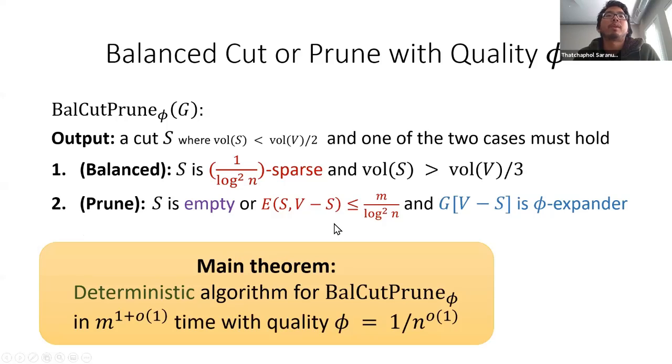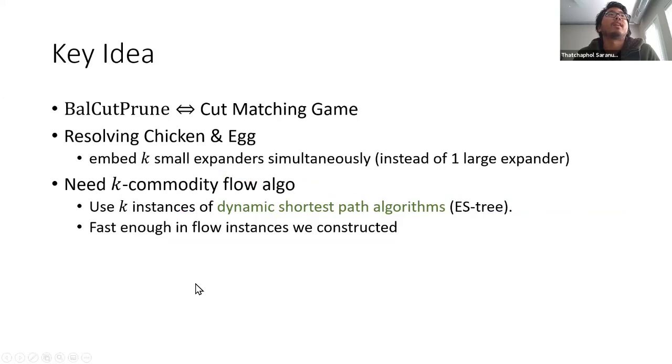So to conclude, we get this main subroutine in almost linear time. The key idea is that there is a two-way reduction between bound cut prune and cut matching game, and we resolve a chicken and egg situation by embedding k small expanders simultaneously instead of just embedding one large expander. To do this simultaneously, you need to solve some k-commodity flow, but it turns out we can use a dynamic shortest path algorithm to solve it.